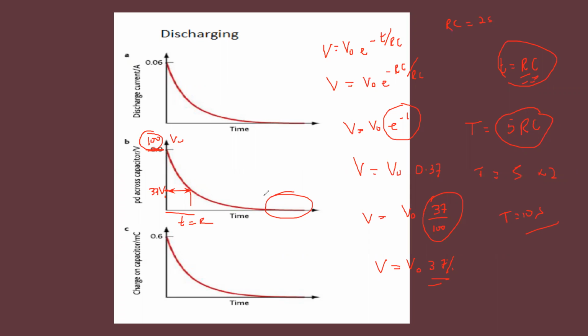It's an exponential change. It's not a linear, proportional or inversely proportional change. That's why, if the first 37% discharged in 2 seconds, the remaining voltage to decrease to 0 will not take the same time, because it's an exponential change.